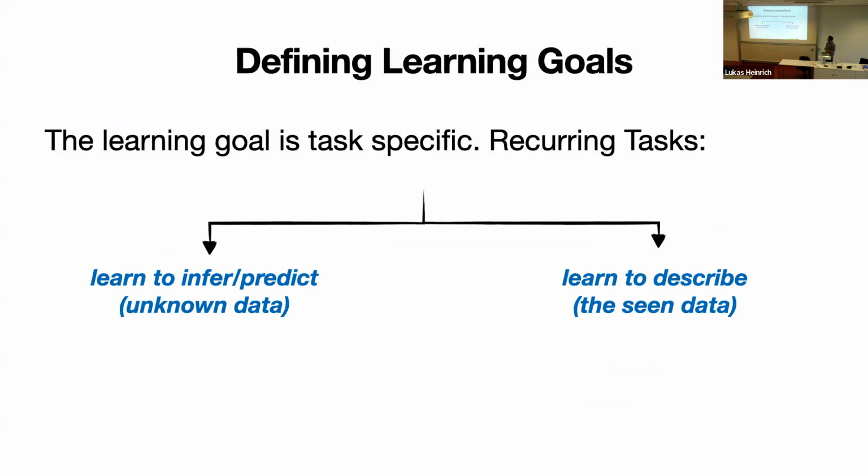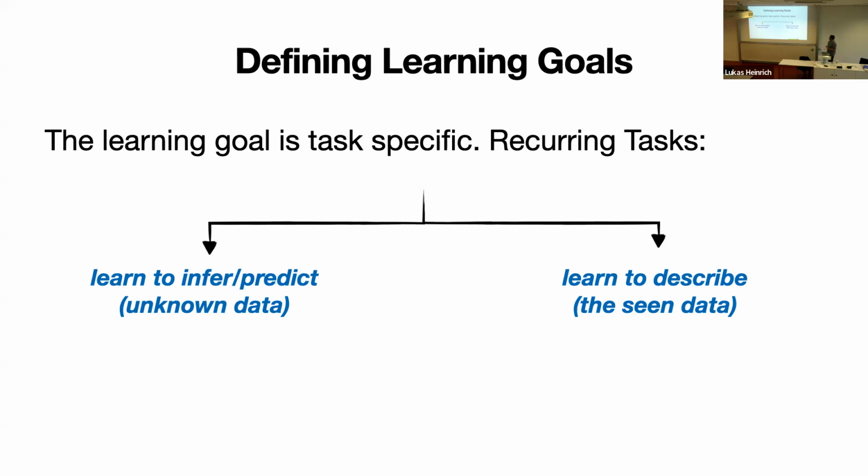And so there are two broad classes of recurring tasks. There's one task, which is the example that we mostly talked about, learning to infer something, to derive some quantity that you haven't measured. You can also think of it as learning to predict. You're trying to generate or predict unknown data that you haven't observed.